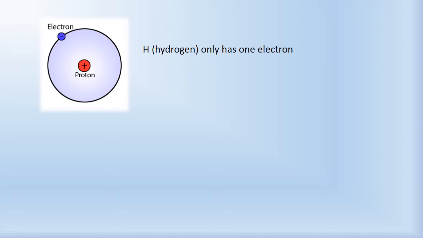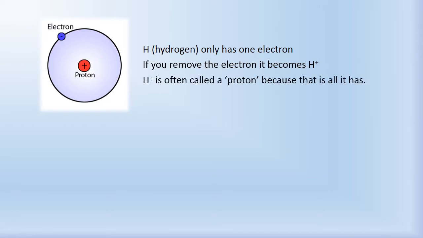Hydrogen only has 1 electron. It also only has 1 proton. If you remove the electron, it becomes a cation of hydrogen. It becomes H+. H+ is often called a proton because that's all it has. It's lost its 1 electron and all it's got left is 1 proton. And you've probably heard of proton pumps. Proton pumps are cellular transport mechanisms that pump H+ across membranes.